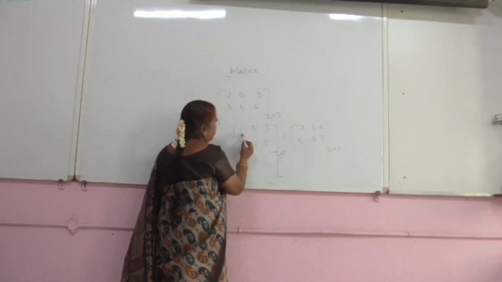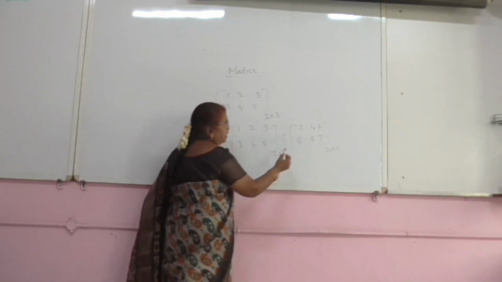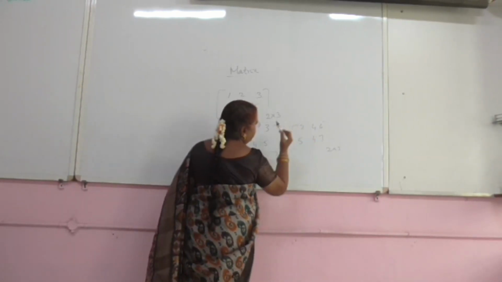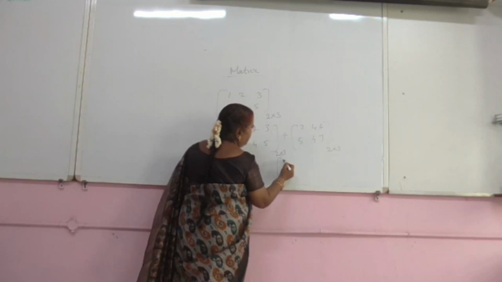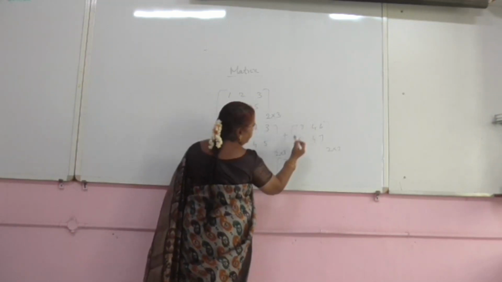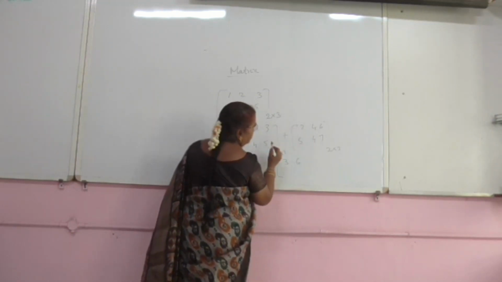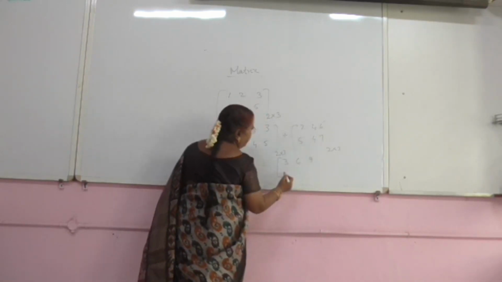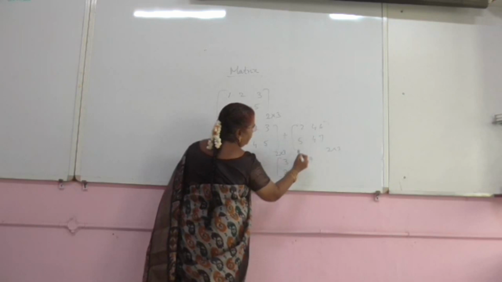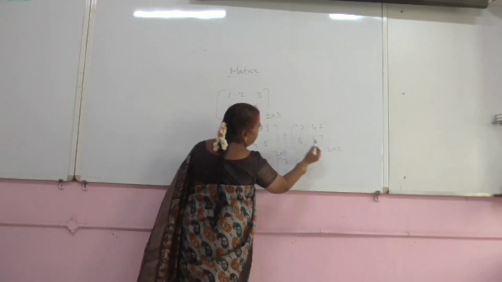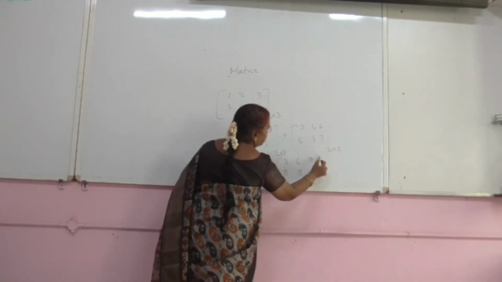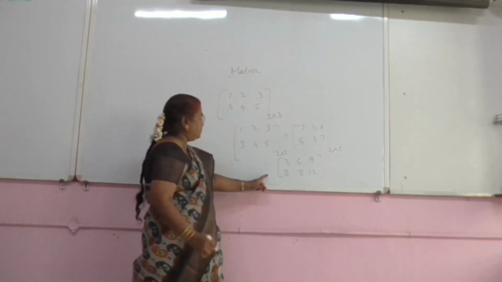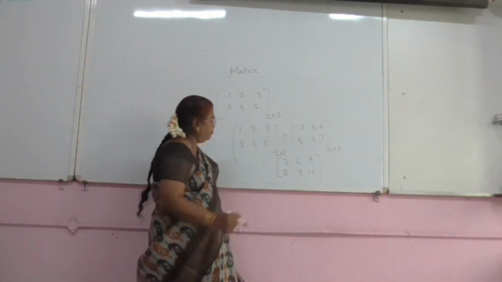Here the first row first column element is 1. Here the first row first column element is 2. 1 plus 2, 3. 2 plus 4, 6. 3 plus 6, 9. 3 plus 5, 8. 4 plus 4, 8. 5 plus 7, 12. So we can add 2 matrices if their order is equal.